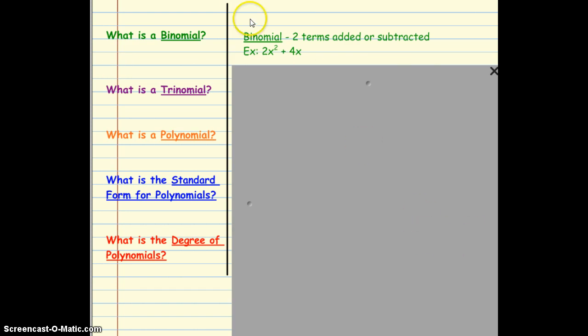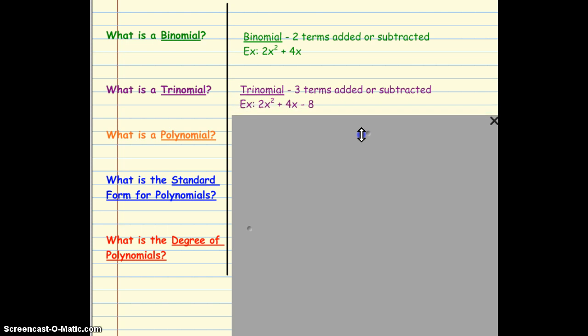Well, a binomial, you may remember that bi means two, so a binomial is two terms added or subtracted. For example, 2x squared plus 4x is a binomial. Therefore, a trinomial. Tri means three, so a trinomial is three terms added or subtracted. For example, 2x squared plus 4x minus 8.